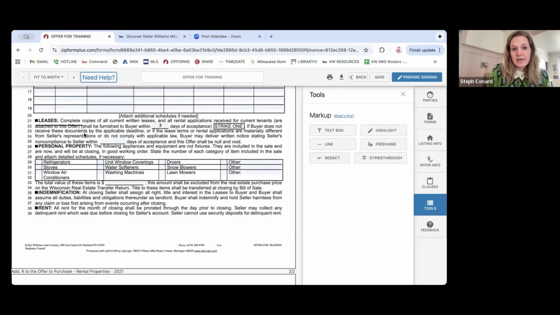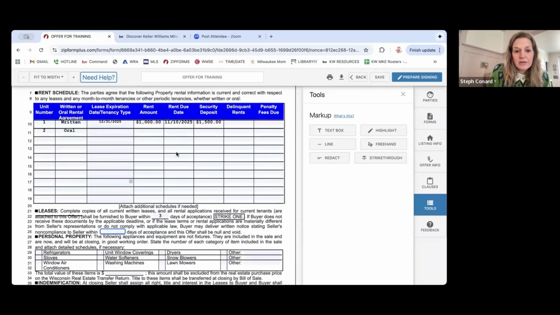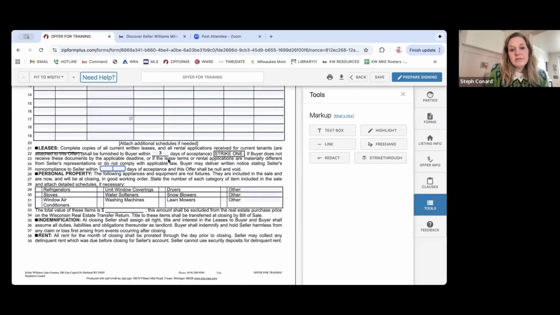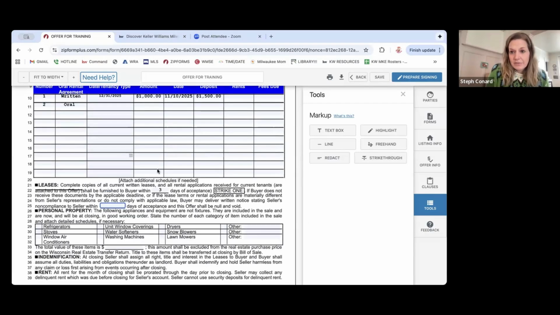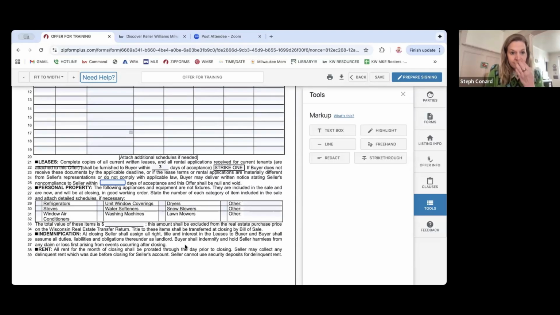If the buyer does not receive these documents by the applicable deadline, or if the lease terms or rental applications are materially different from the seller's representations, or do not comply with the applicable law, the buyer may deliver a written notice stating the seller's noncompliance to the seller within blank days. So, let's say we outlined these basic terms up here, based off of information we found in MLS. We don't actually have a copy of the lease and we get it, we review it, and it's drastically different than what's named, then the buyer may deliver a notice declaring the offer null and void. So it's pretty good protection for the buyer.